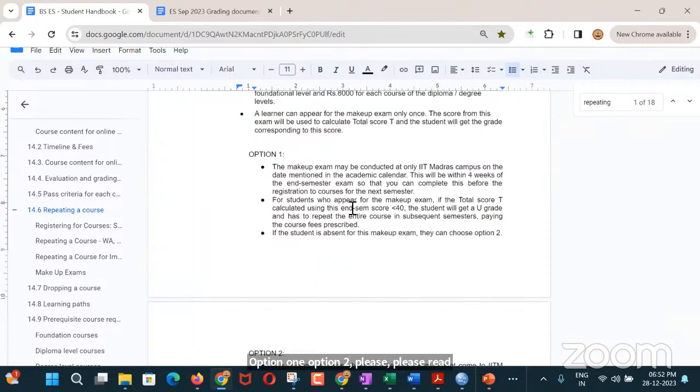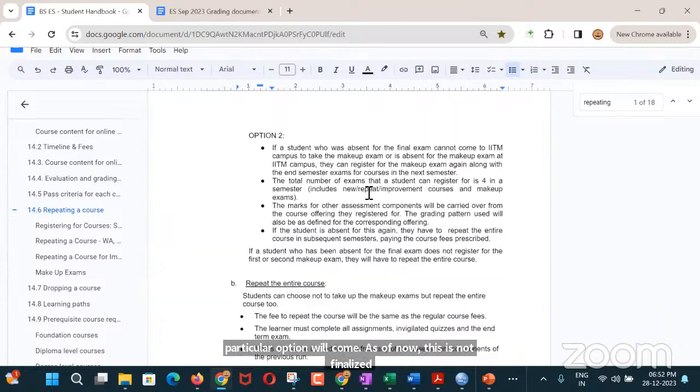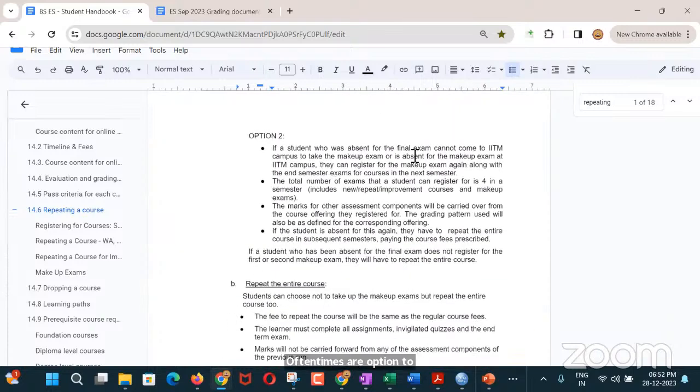Yeah, the makeup exam depends on whether we conduct the exam. See, if the makeup exam is conducted only at IIT Madras, this is what I was telling. It is not finalized. If we conduct it, then this particular option will come. As of now, this is not finalized. Option 2, if a student who was absent for the final exam alone cannot come to the IITM campus to take up the makeup exam or is absent for the exam, then they can register for the makeup exam. Yes, we will make an announcement. If we are conducting a makeup exam and we finalize this, we will announce that there is a makeup exam and you can come and attend.